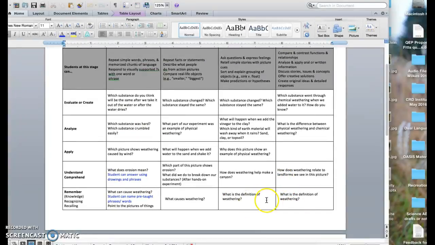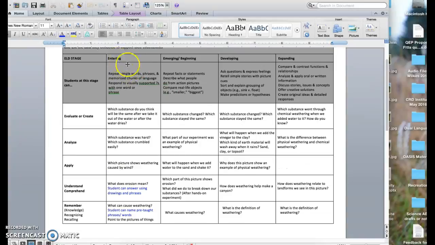You can see that in some cases, like here, for this one I used entering, emerging, developing, and expanding. The bridging level 5 is pretty much on par with grade level. So I didn't think it was as useful to come up with different questions for that level, but if you want, you can. You'll notice that some of my questions are the same because, for the definition of weathering, there's not really a more challenging question that I could develop for expanding on this side.